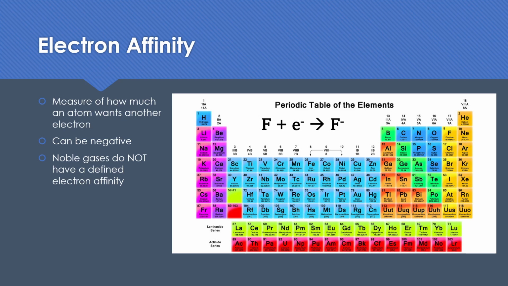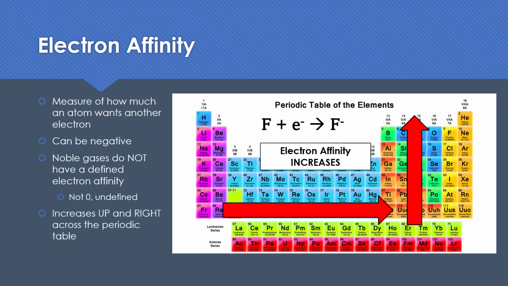So noble gases don't have an electron affinity of 0. They just don't have an electron affinity. There is no number. It is not defined. Noble gases: not defined, so not 0. It's undefined. And this one increases right and up, just like ionization energy, which again makes sense. If you're less likely to give up an electron, then you're probably more likely to take an electron.